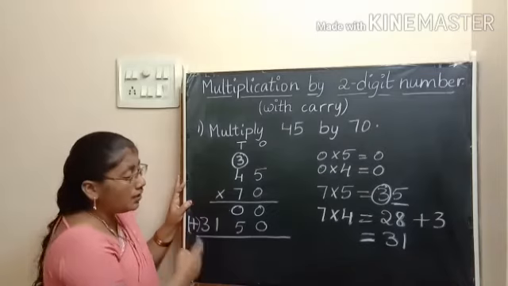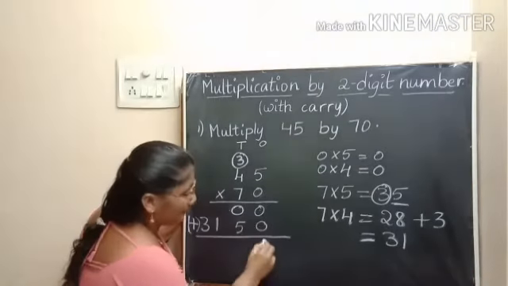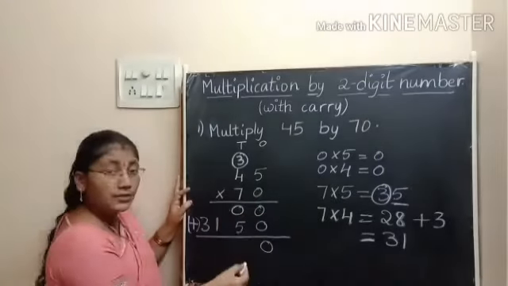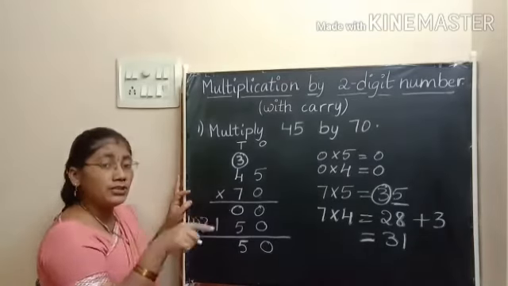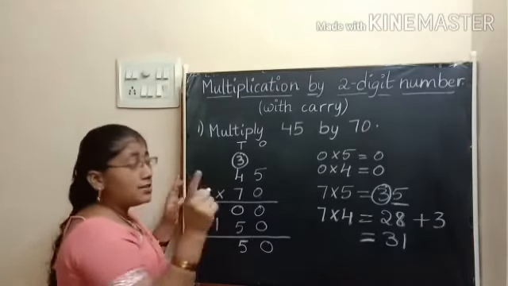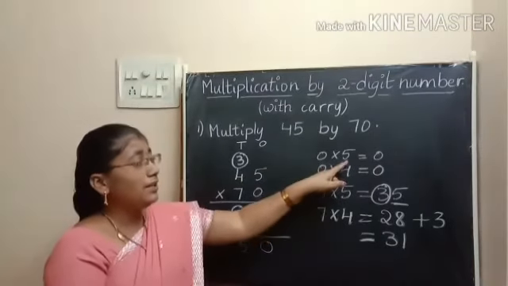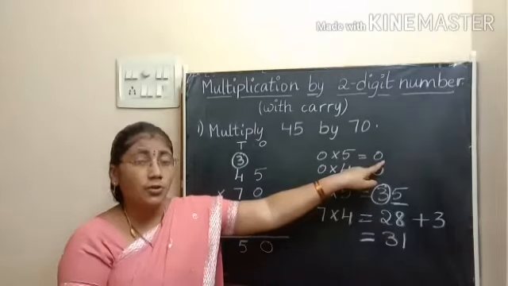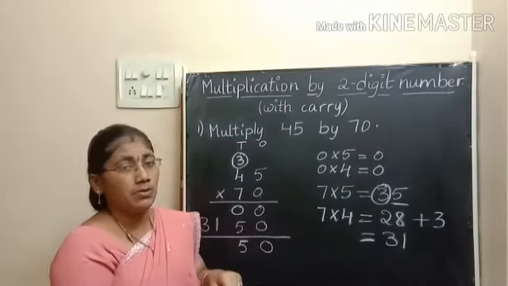Understood? Now add these. 0 plus 0, 0 only. 0 plus 5, 5. But by multiplying any number with 0, we get 0. Understood? You should understand about multiplication and addition. By multiplying any number with 0, we get 0. But by adding any number with 0, we get the same number.